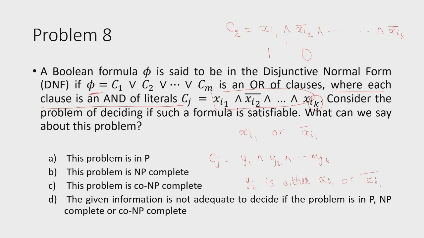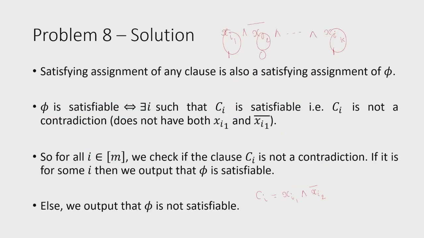Exactly. So there are 2 to the n possible assignments, out of which only one is correct. So we need not explore the exponentially large number of possibilities. The number of possibilities would be polynomial. Very interesting question. And therefore this problem is in P, right.